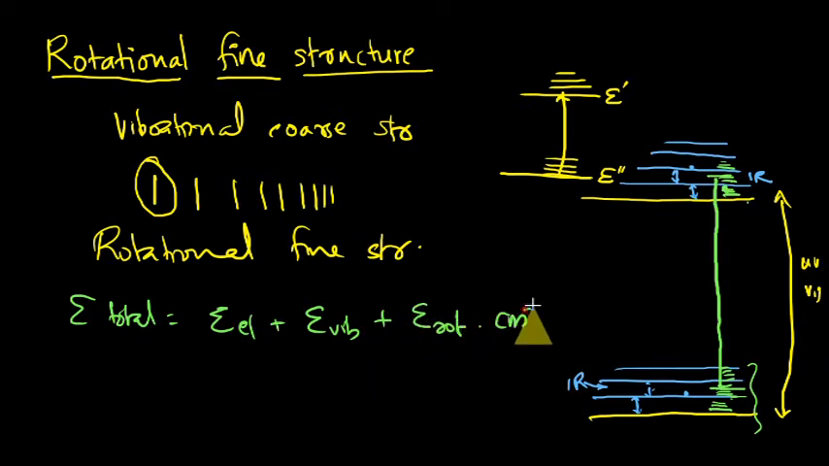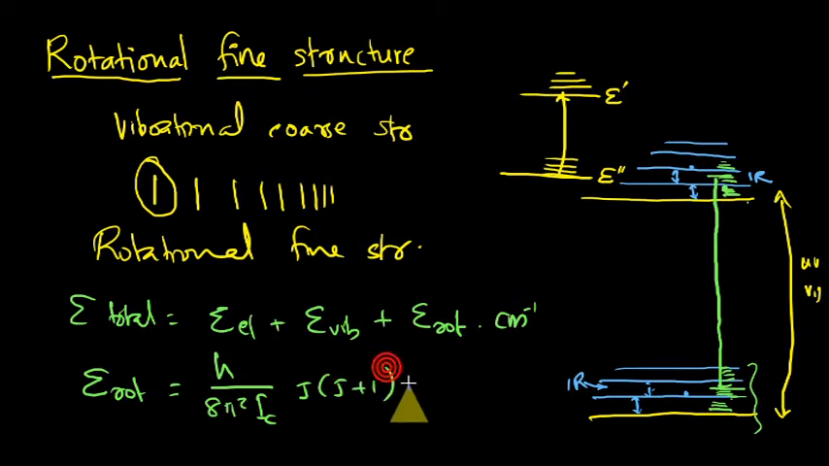This is in centimeter inverse. You already know this because it is written epsilon. So today we will consider this rotational energy also. If we consider the rotational energy, then we will get the information on the rotational fine structure. And you already know that the expression for the rotational energy is epsilon rotational is equal to h divided by 8 pi square I c, J into J plus 1 centimeter inverse, right? And you can consider this h divided by 8 pi square I c as B, the rotational constant. So you can write this expression as epsilon rotational is equal to B J into J plus 1 centimeter inverse.